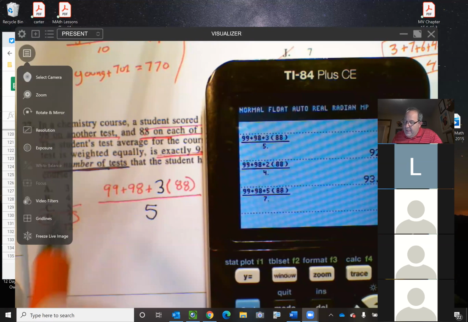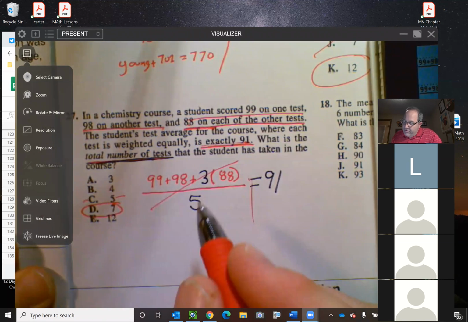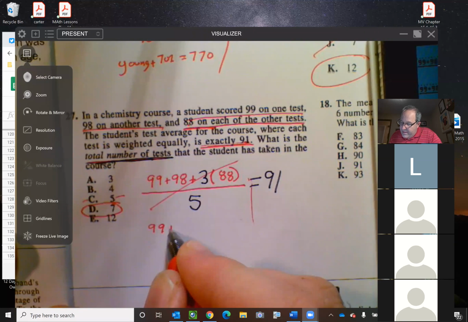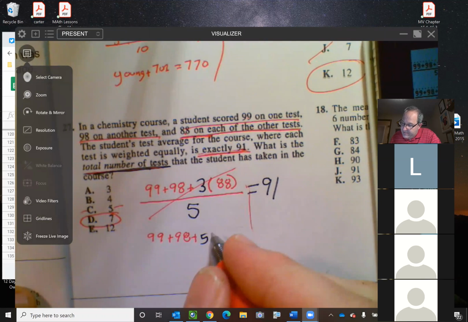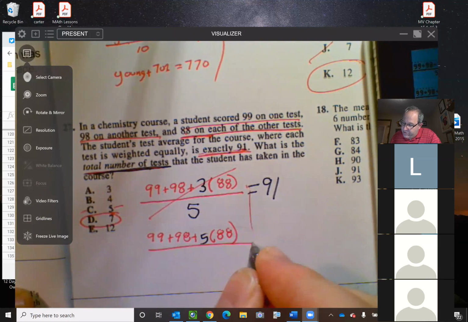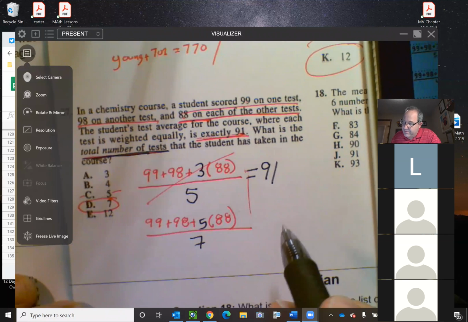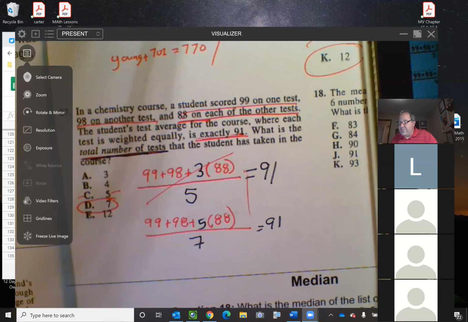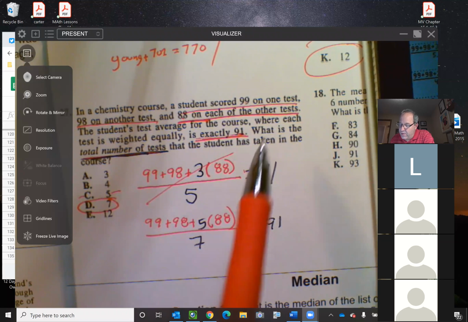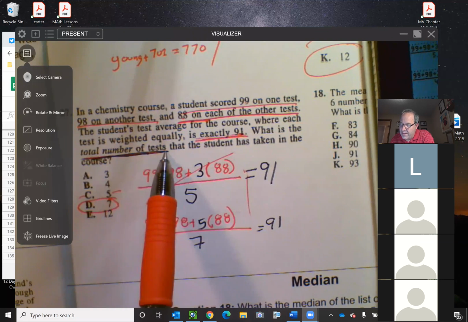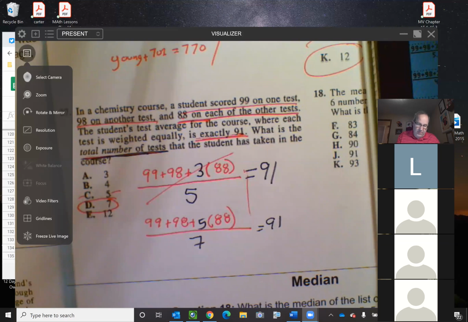Now, so that one didn't work out. So what we ended up using was 99 plus 98 plus there were 5 88 tests and a total of 7 exams. And that does give us 91. So the mistake for this is for some people to select the 5, right? Because that's how many 88s. But the question says, what are the total number of tests? So you want to be careful on this one. You want to really be careful. Okay, so 7, and then there was 5.